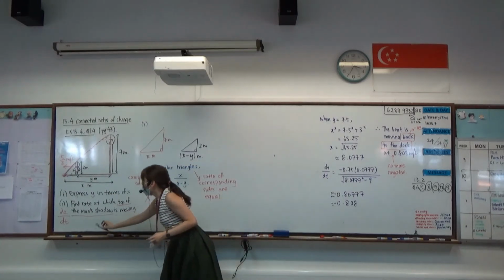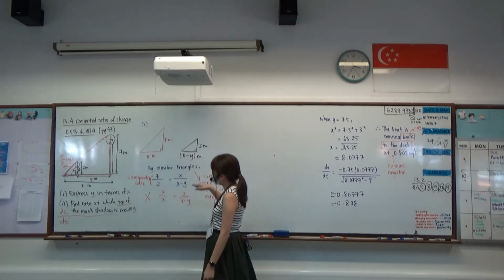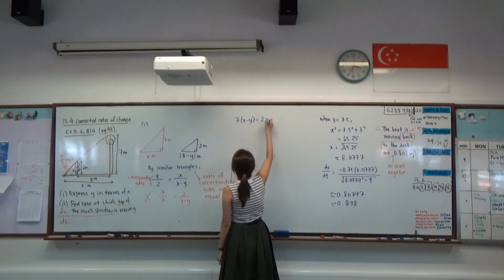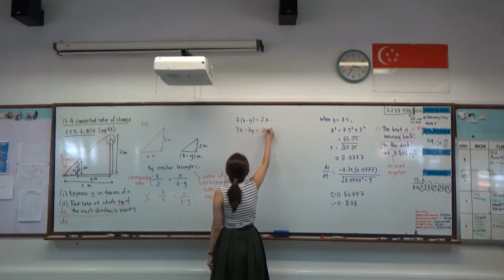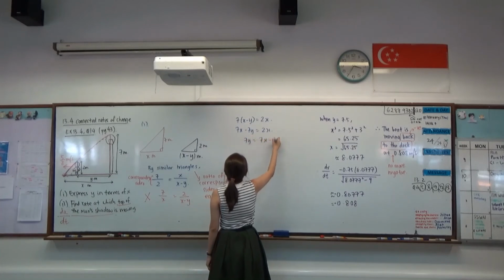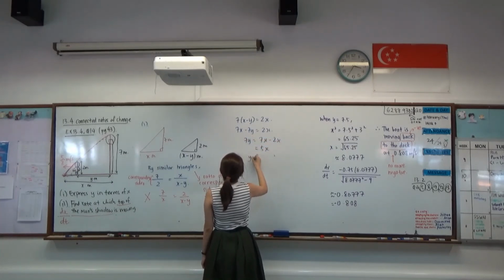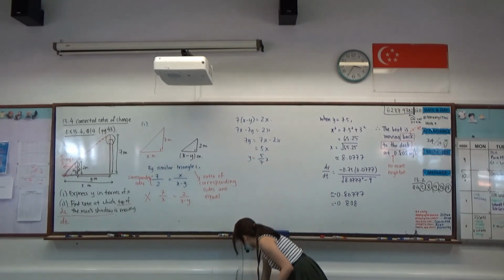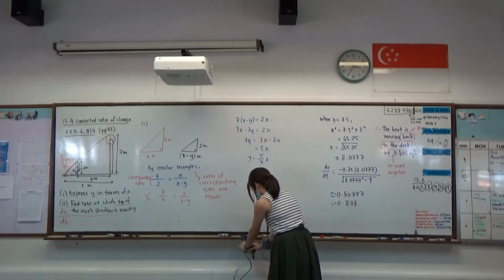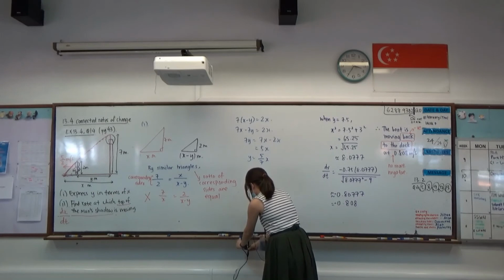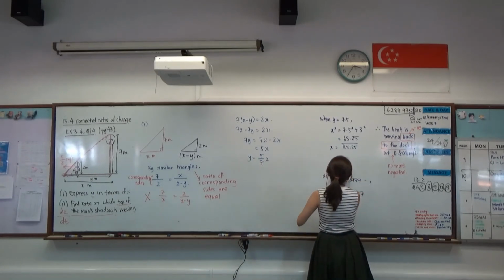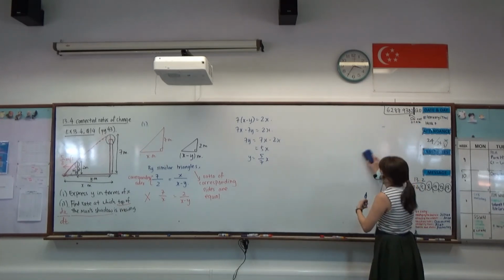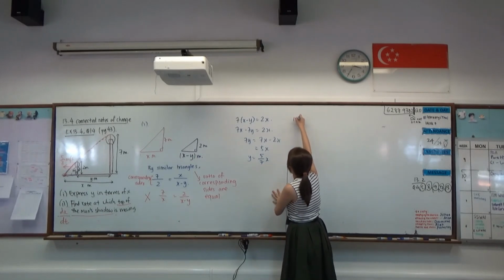So then moving on, we want to express y in terms of x. With this fraction, we cross multiply. So 7 times x minus y equals 2x. We see that y equals 5 over 7 x. So with that, our part 1 is done. Then we do our part 2.